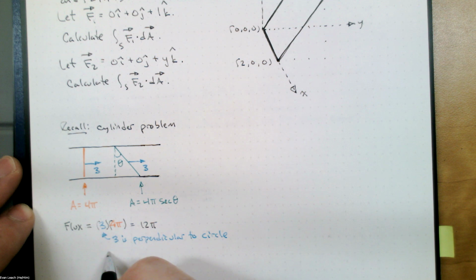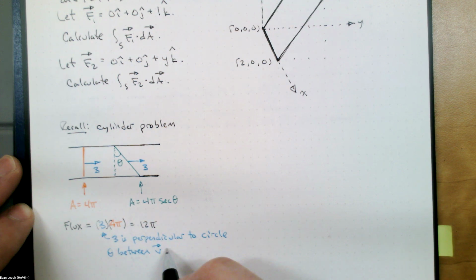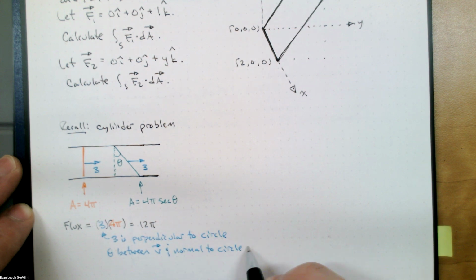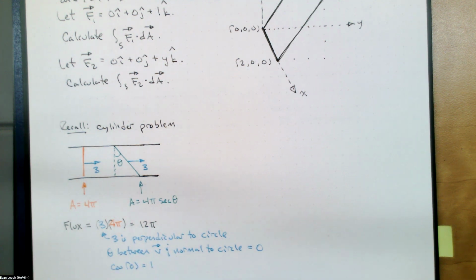So the angle between the velocity and the normal vector of the circle is 0. And the cosine of 0 degrees is 1. So I take 100% of that velocity flowing perpendicular through the circle. And so we get 12 pi.